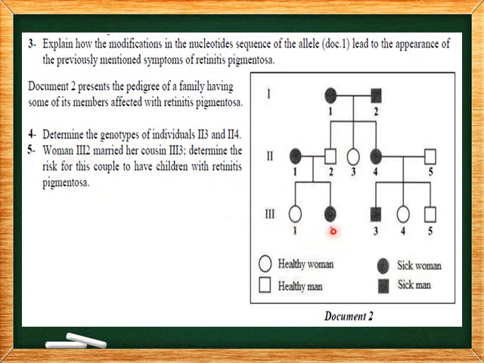In part 4, 5, you have to read here: woman 3 2 is going to marry her cousin 3 3, and we have to determine the risk of this couple having children with retinitis pigmentosa. So easily we can go directly to the Punnett square by finding the real genotype of 3 2 and the real genotype of 3 3.